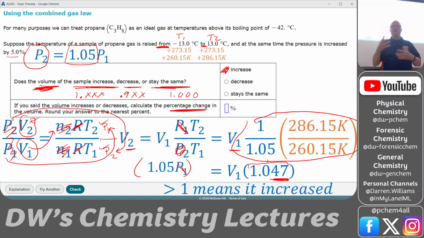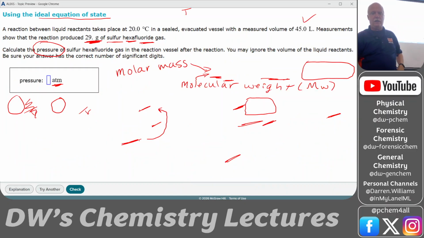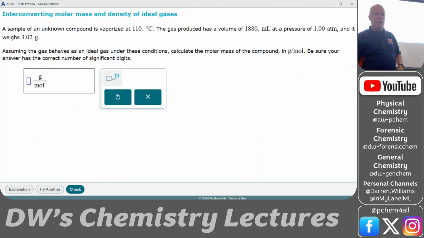So practice that. Look at the video. If you're a little sketchy on that, go ahead and do it the slow way. Multiply both sides by V1, both sides by P2, divide both sides by P2, multiply both sides by P1, and see how everything matches what I've got here. So prove it to yourself, and then you can get fast again, okay? And then let's do one more.